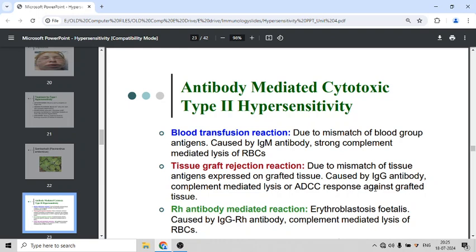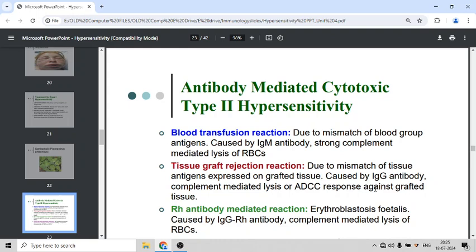The first type of type 2 hypersensitivity reaction is blood transfusion reaction. The blood transfusion reaction takes place due to mismatch of the blood groups, that is ABO blood group. If the blood group is not matched and is transfused into a person, the antibodies against the blood group, being IgM, will be triggered in the person into whom the opposite blood group is being transferred.